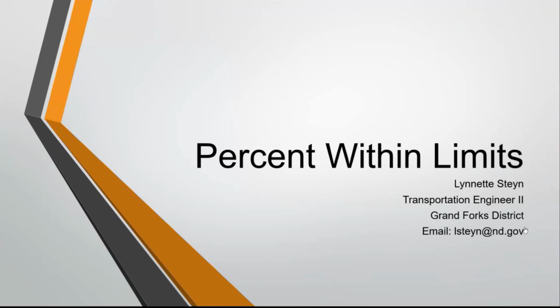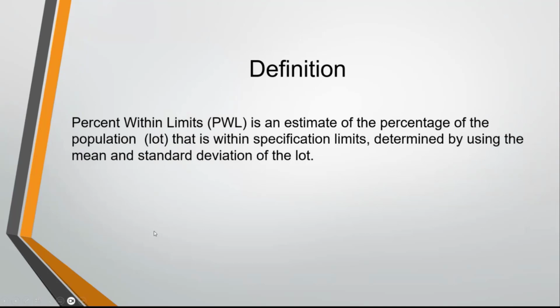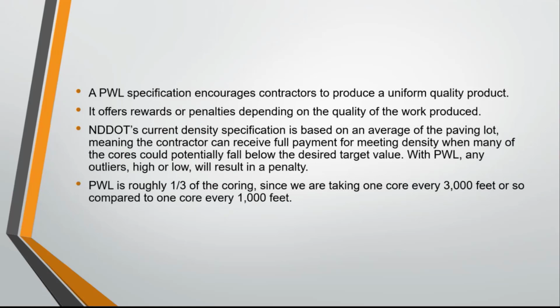Okay, so I'm going to talk about percent within limits. Percent within limits is an estimate of the percentage of the population lot that is within specification limits, determined by using the mean and standard deviation of the lot. A PWL spec encourages contractors to produce a uniform quality product, and it offers rewards or penalties depending on the quality of the work produced.